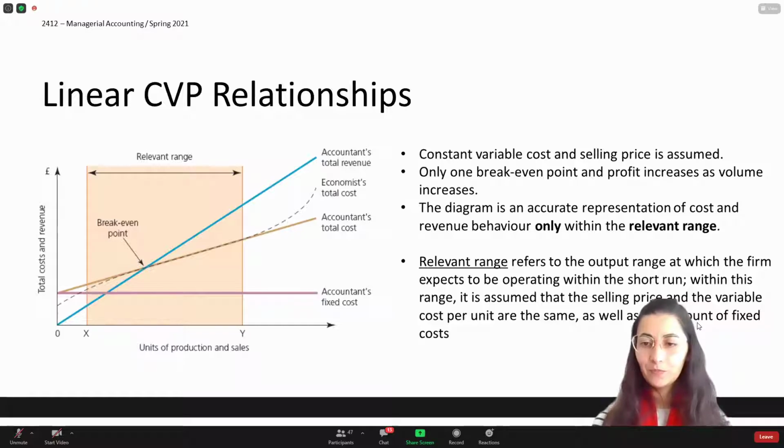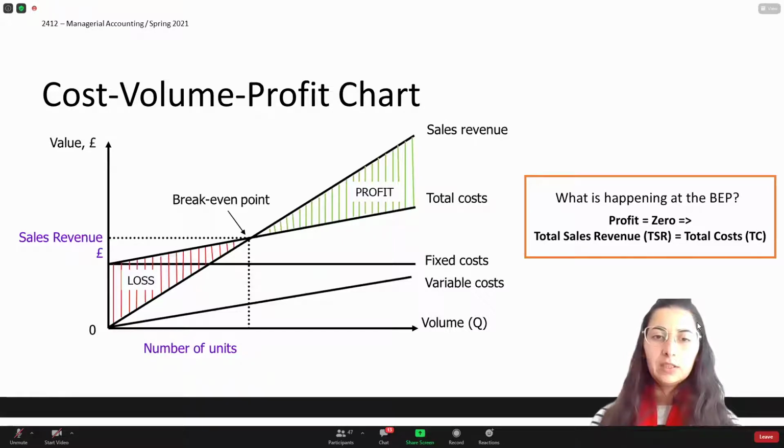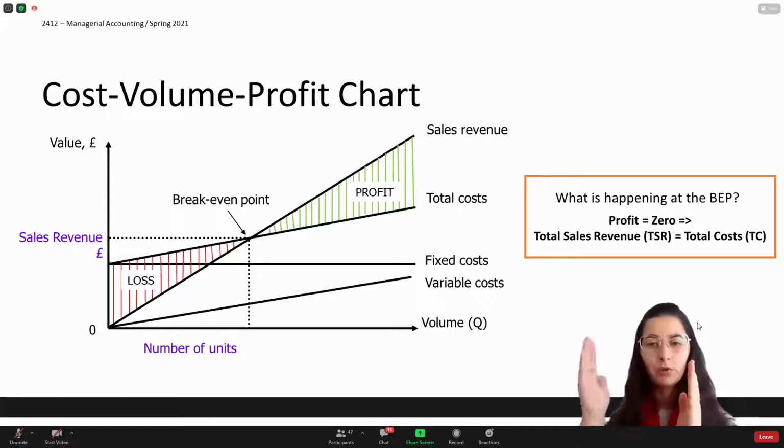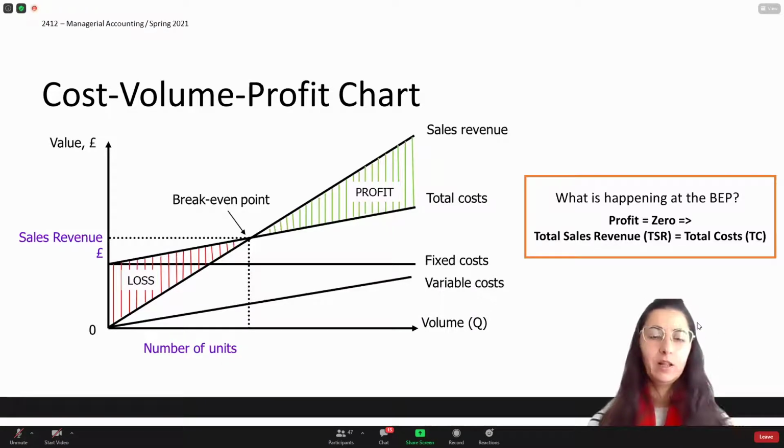Anyone? No? Good. So here is another graph of the break-even point. You see there we have the sales revenues, which is steeper, and we have the total costs. When they cross each other, we have the break-even point. Above the break-even point, we have profit, the green area. When sales revenues are higher than costs, we have profit, and when costs are higher than revenues, we are at a loss.